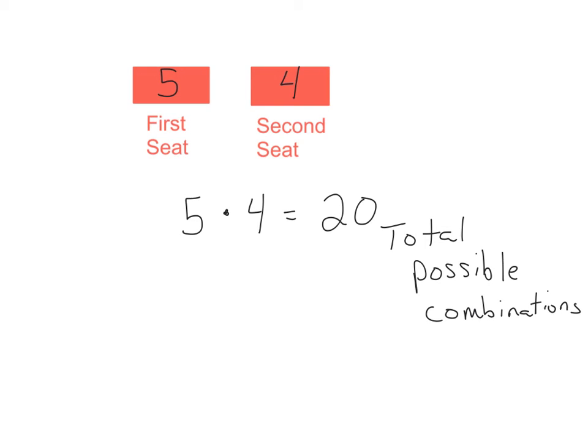So what are we doing? We're simply multiplying the events and their possibilities times each other. In the first event, we had 5 possibilities, and in the second event, we had 4 possibilities. So you multiply the 2 events together, and that tells you the total number of combinations for that particular event.